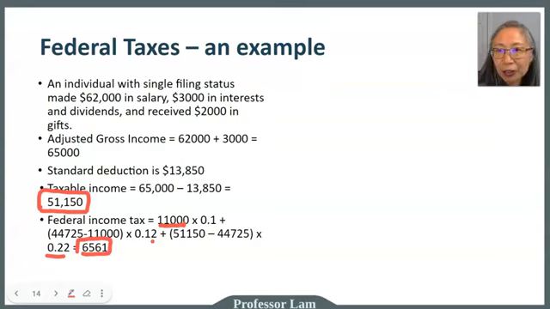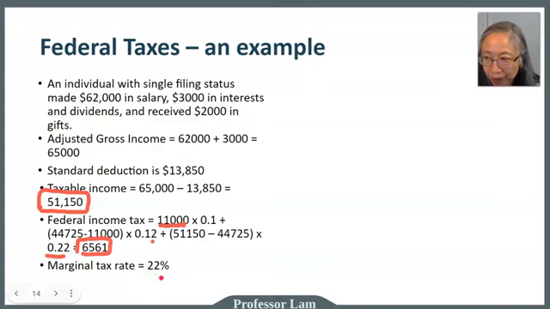So you owe $6,561 in federal tax. Whether or not you'll get a refund or you have to pay additional tax depends on the withholding. If the amount of tax that has been withheld for the year is less than $6,561, you have to pay the difference. If the amount of withholding is greater than $6,561, you'll get a refund for the overpayment. So in this individual, because the last tax bracket is 22%, their marginal tax rate is 22%.